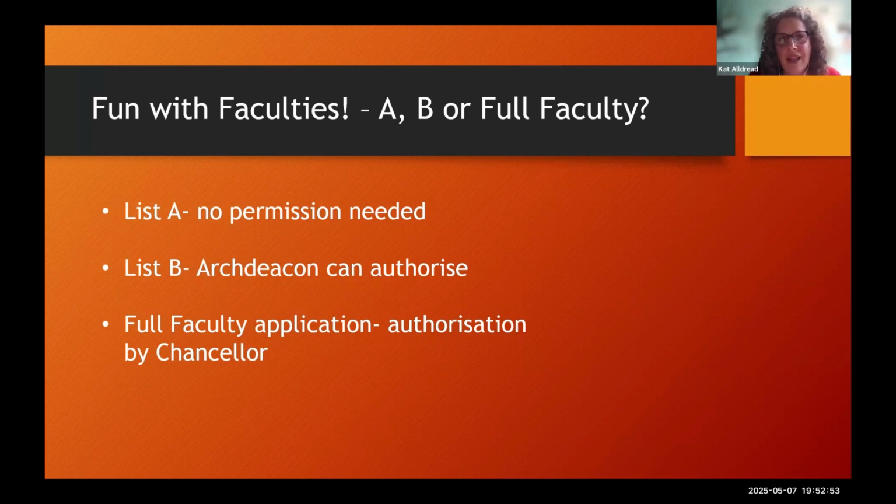Replace the pipe organ with an electronic organ is a faculty. Replace light fittings with fittings suitable for LEDs is list B. Installing weather sheeting or gale breaker on tower windows is a faculty. But if you install bird netting on the tower windows, it's list A. If you install bird boxes in the church tower, it's list B. And if you install bat boxes, it's list A.